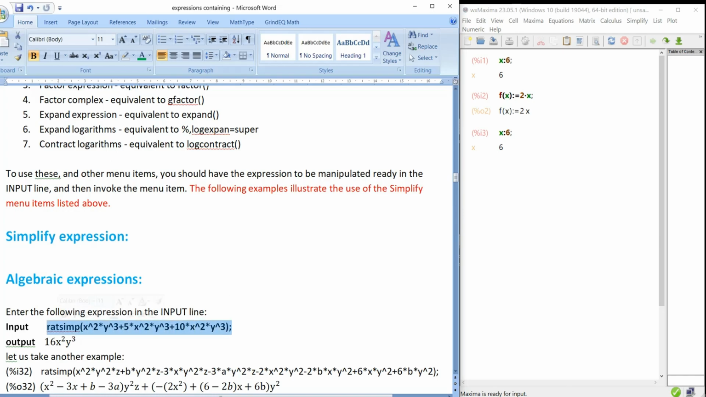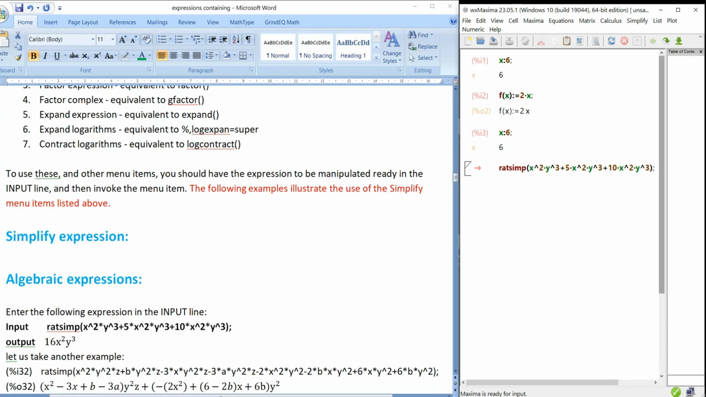I again copy this, open a new cell, shift enter. I think there is some problem. It is calculating an incorrect answer. What is the reason? Let me see. No problem.